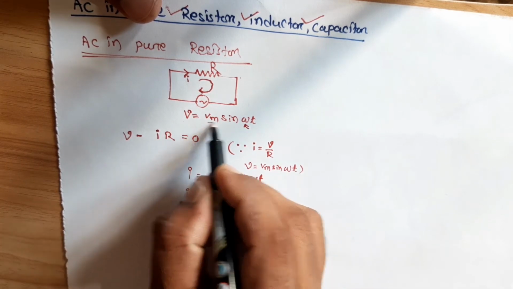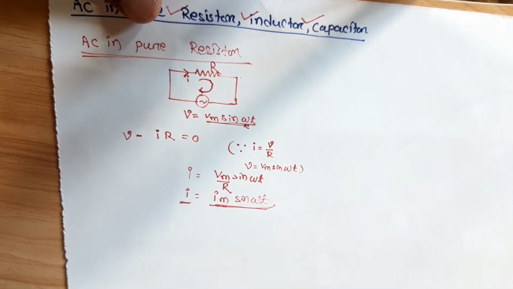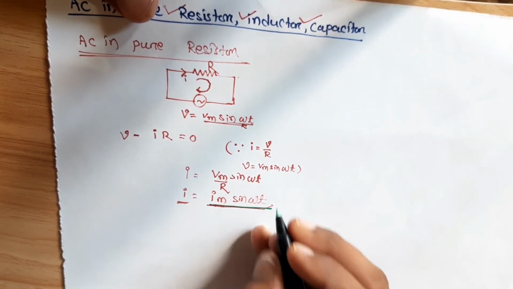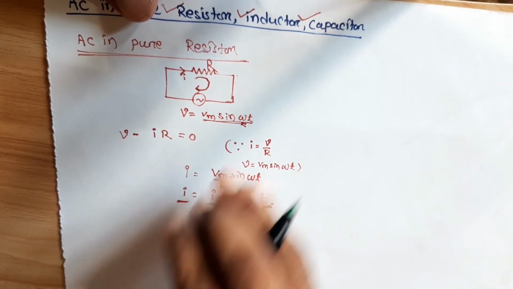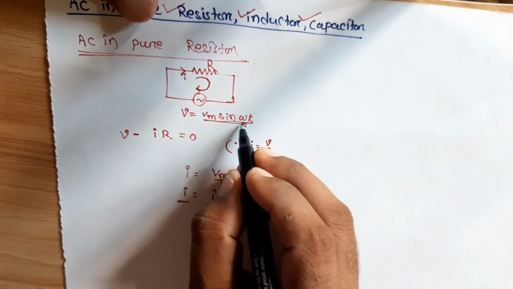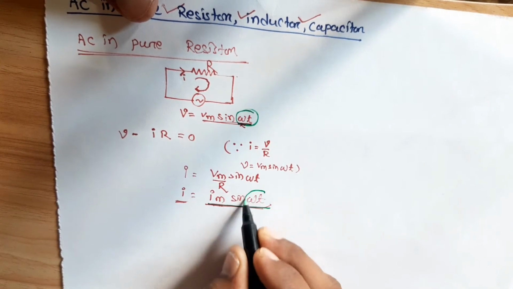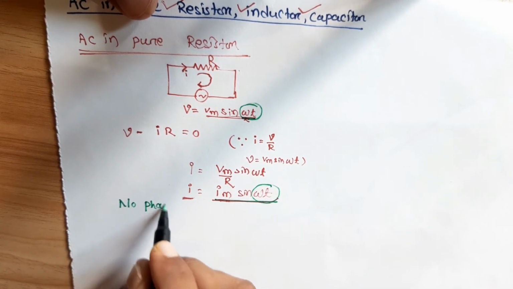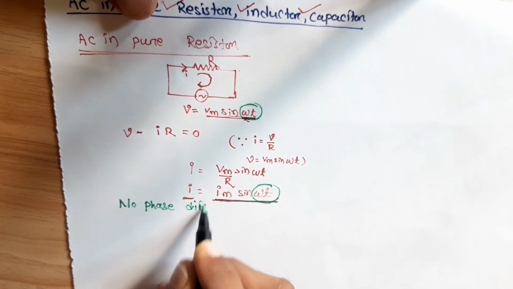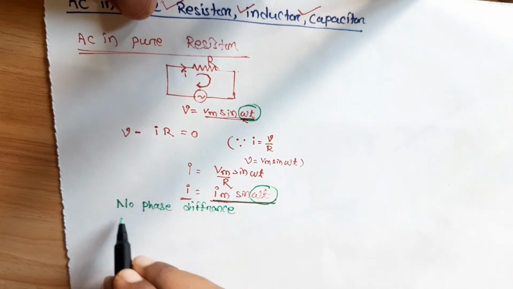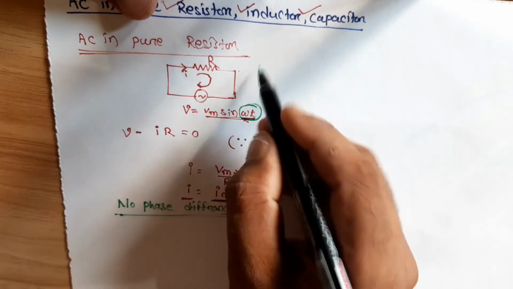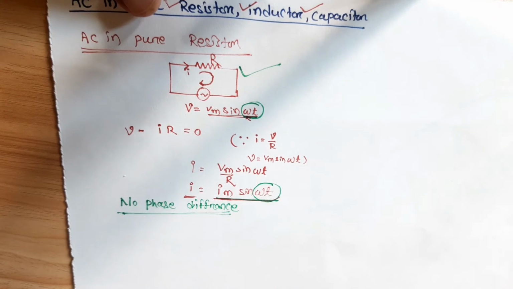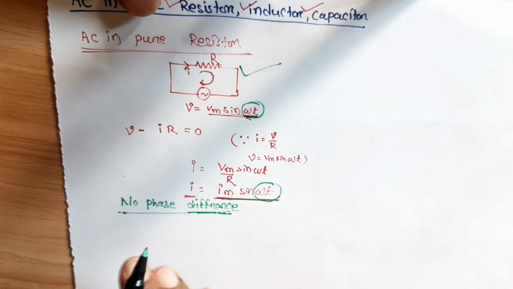Here the voltage is Vm sin omega t, and here the current is Im sin omega t. When you find the phase difference between voltage and current, there is none: here it is omega t and here it is also omega t. There is no phase difference in case of a resistive network, meaning the phase difference is 0.